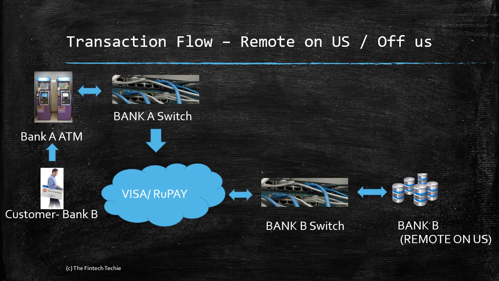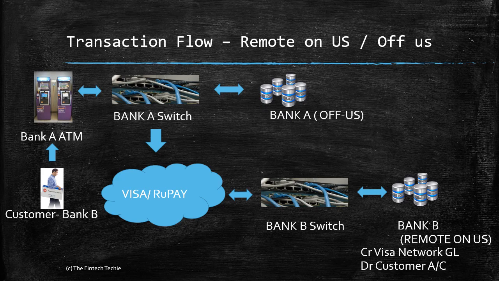So such transactions are known as remote on-us because the transaction originated not in Bank B's ATM but in some other bank's ATM. So you pass the required transaction or accounting entries, you debit the customer account and credit a parking GL. But Bank B in the meantime sends a copy of that message to Bank A as well, because Bank A also needs to credit the ATM cash GL because cash has been dispensed by its ATM. So in Bank A, the transaction is known as an off-us transaction.